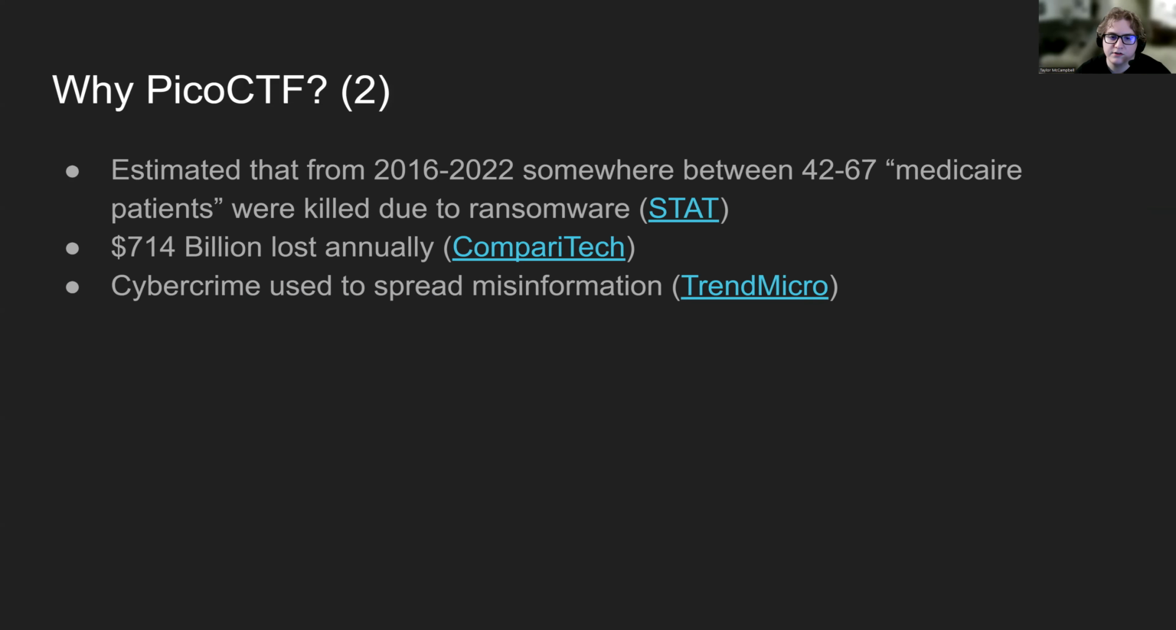According to Comparitech, $714 billion is lost annually due to cybercrime. So it's a big money sink. And cybercrime is also used to spread misinformation about elections, health information, etc. So cybercrime has real effects.